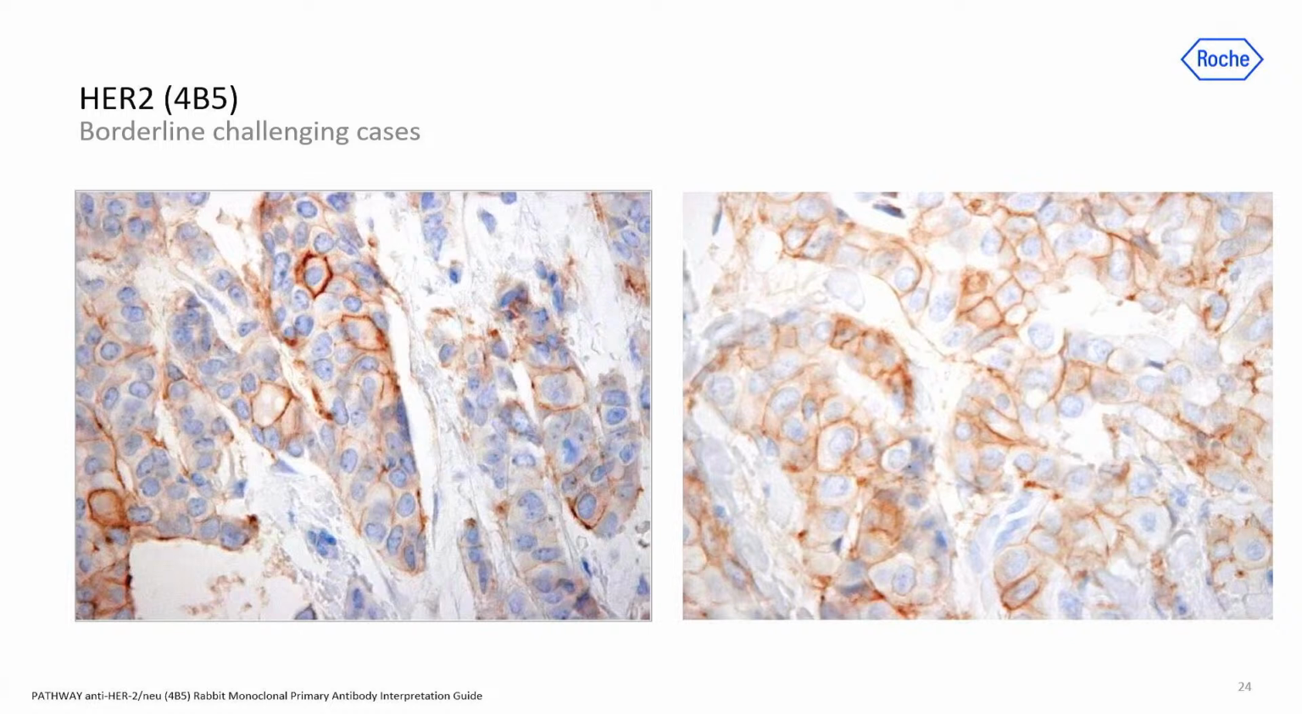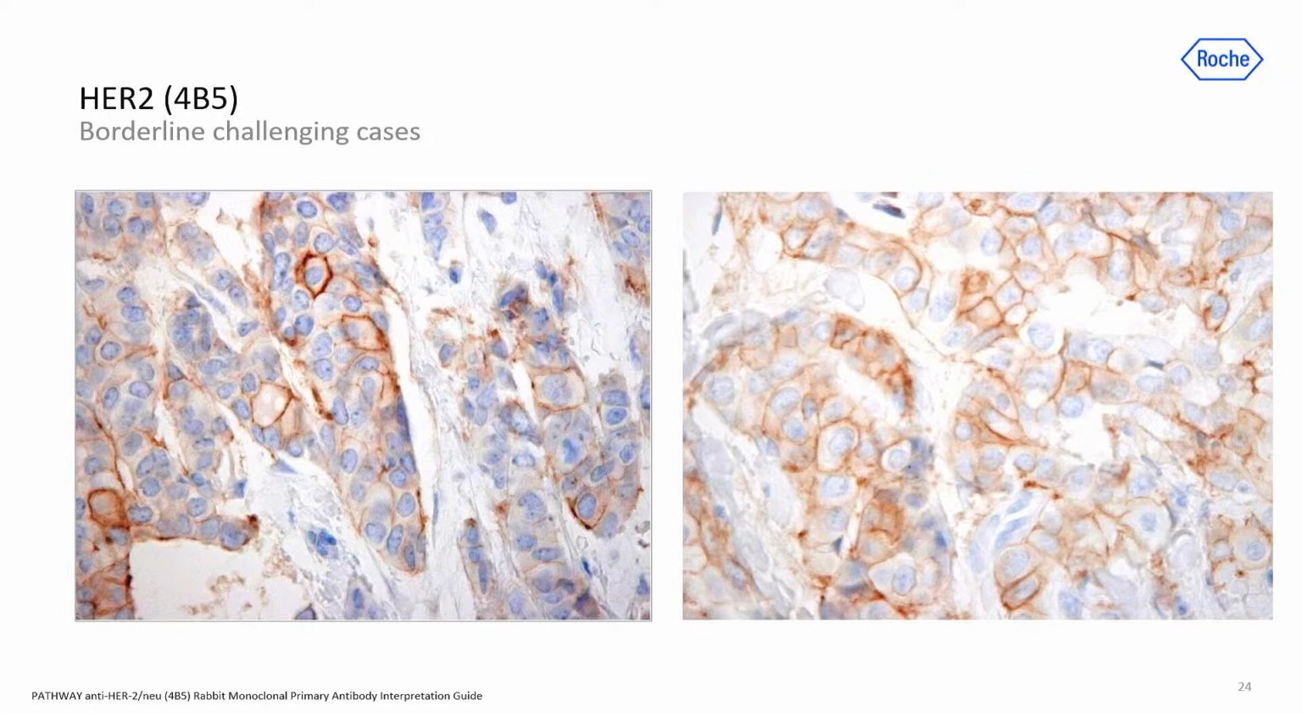It's in more than 10% of the tumor cells, right? So we definitely know it's not a score 0 or ultra low, right? And it's pretty faint, so this would be a score 1+. Yeah? You don't look convinced.